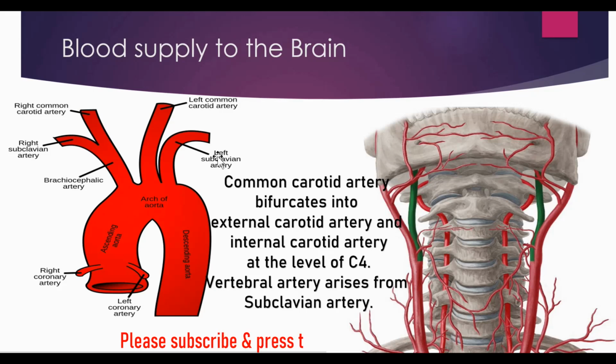Now on the left side, the common carotid artery arises from the arch of aorta. It ascends up, again bifurcating at the level of C4. It bifurcates into the internal carotid artery, which supplies the brain on the left side, and the external carotid artery, which supplies the face, scalp, and skull on the left side. Now the vertebral artery at the back, you can see it arises from the subclavian artery on both sides. So this is the subclavian artery on the right, the subclavian artery on the left, and the vertebral artery arises from the subclavian artery on both sides, ascends through the vertebrae, and supplies the posterior portion of the brain.